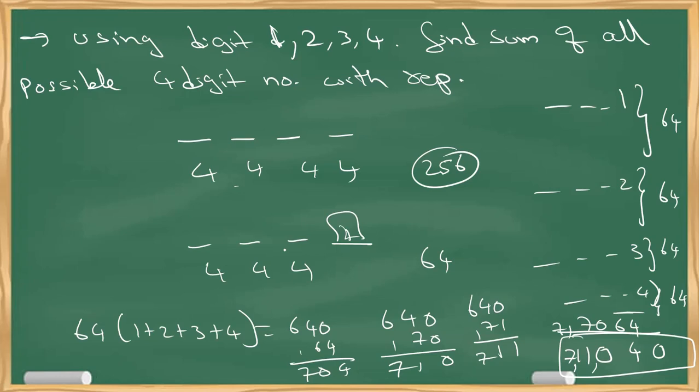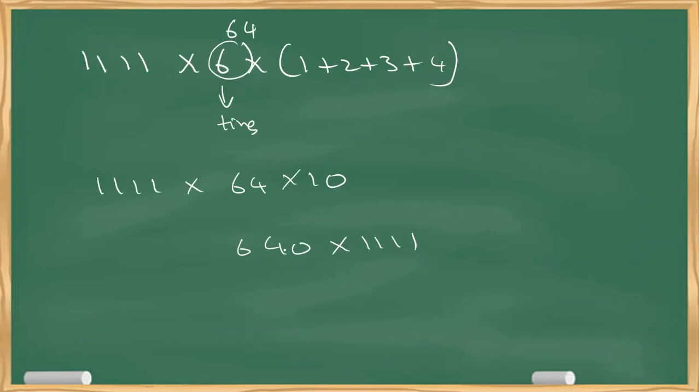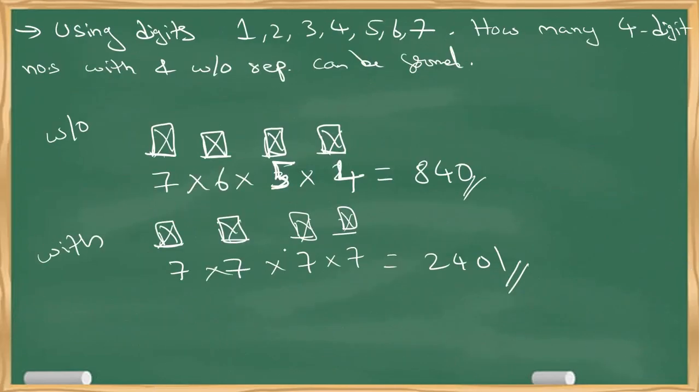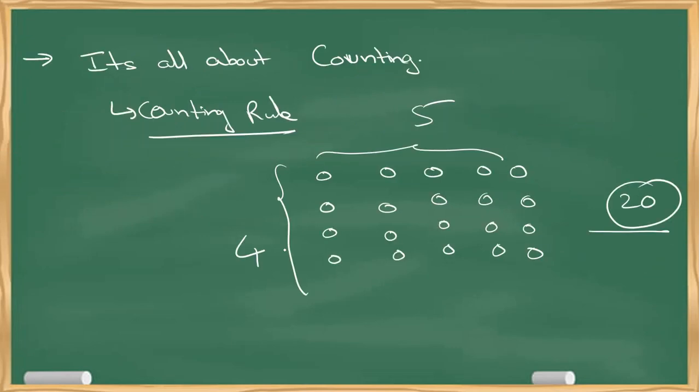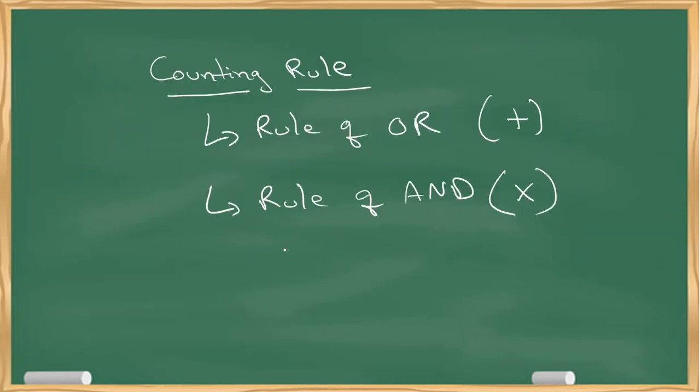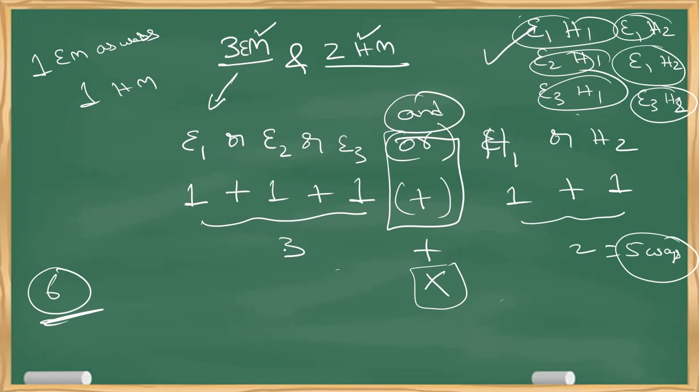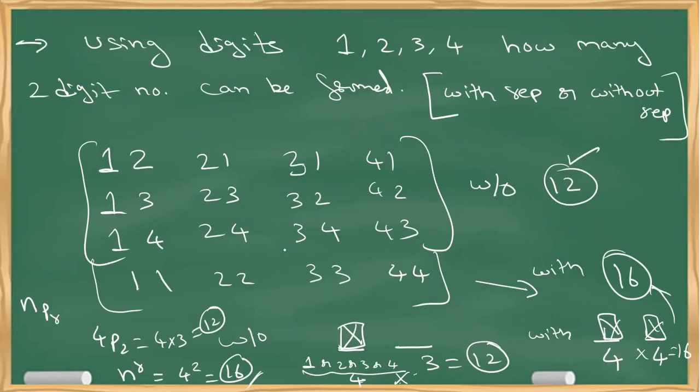Let us go through it once again. Let me recall it from the beginning. So we started permutation and combination. It's all about counting rule, and we have taken counting rule. There are two major counting rules: rule of OR and rule of AND. OR represents rule of addition and AND represents rule of multiplication. Then we have taken some examples for your better understanding.